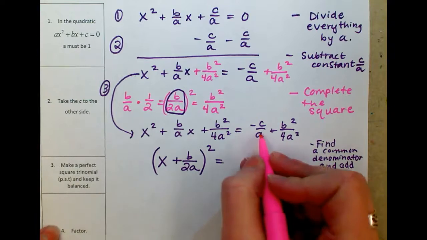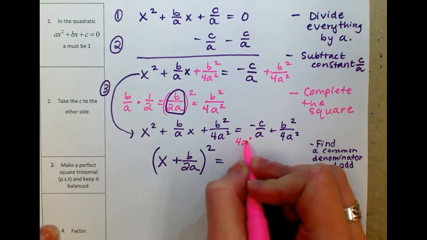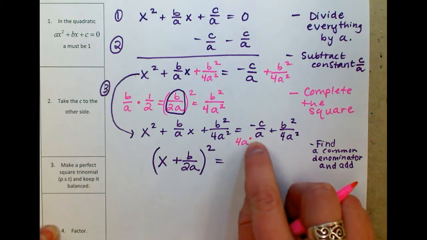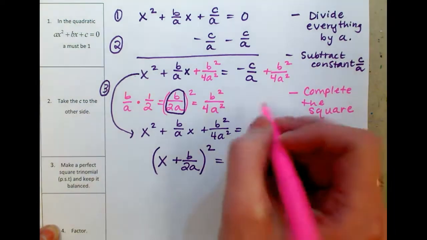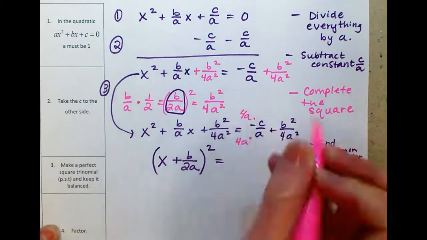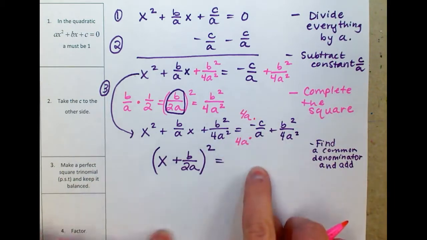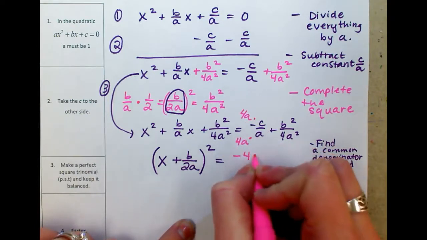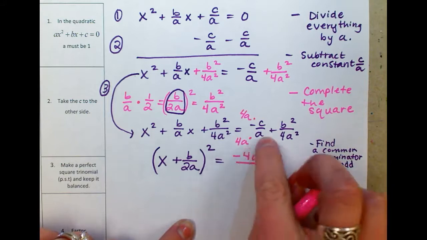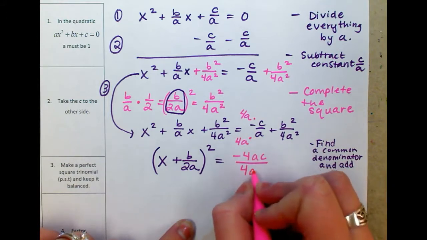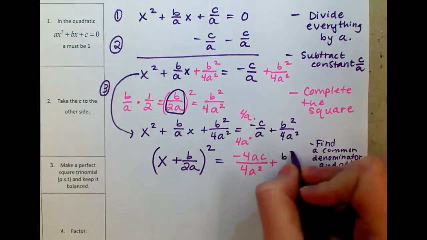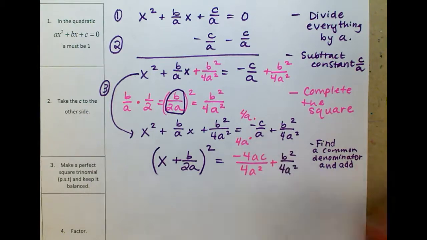How could I make this a be 4a squared? Well, if I multiply a times 4a, 4a times a is 4a squared. But don't forget, we are fair in math, so if I multiply the bottom of this equation to get 4a squared, I also have to multiply the top by 4a. So let's write down this next step. On top, I have negative c times 4a, negative 4ac. On bottom, I have 4a squared. And I'm going to add that to my term that's been there, b squared over 4a squared.